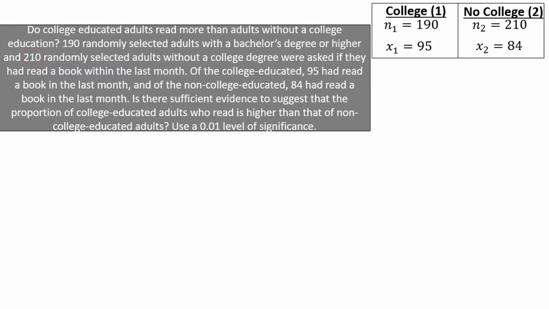We don't need to calculate p-1 or p-2, as the calculator does that for us. But if we wanted to, we could take 95 and divide by 190 to find p-1, and take 84 and divide by 210 to find p-2. Let's go through the 3 steps of the hypothesis test.